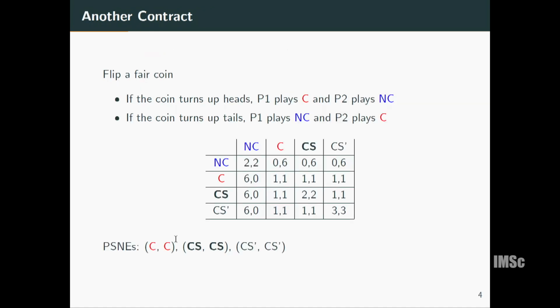Because the person who is ending up with a loss, like 0, 6, means somebody gets no reward. So that's what I'm saying. 1, 1 will still be PSNE. 2, 2 will also be PSNE, but now you have actually introduced one more PSNE, which is 3, 3. All of them will be PSNEs.